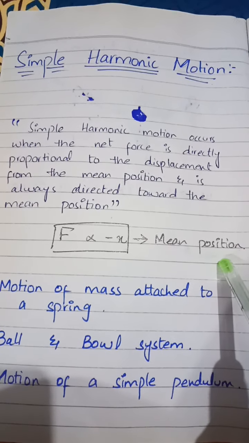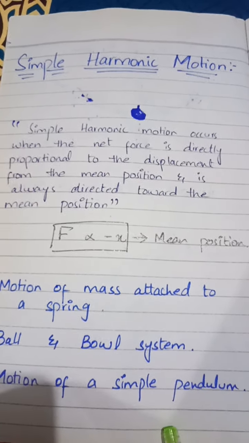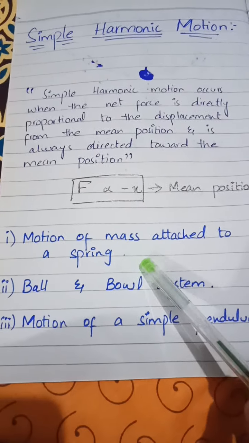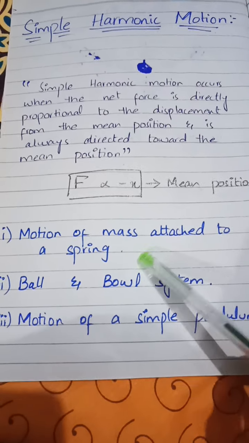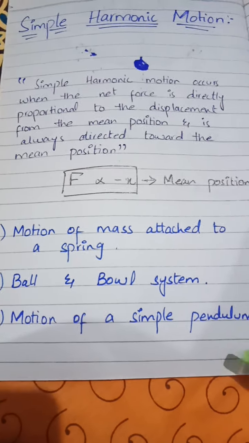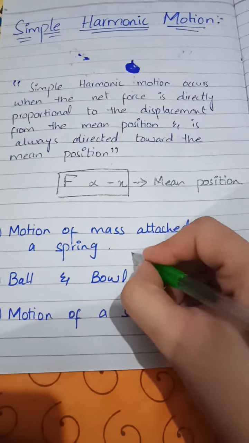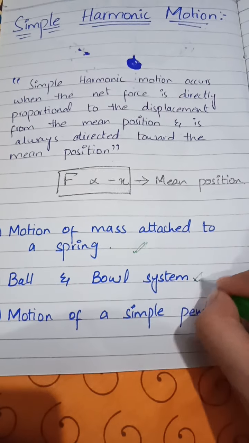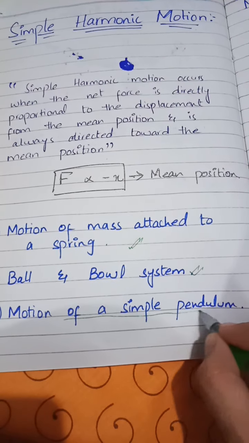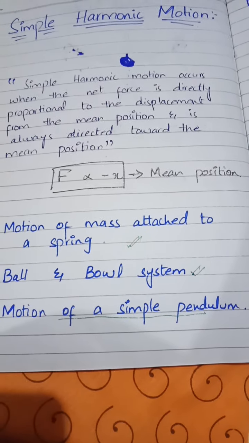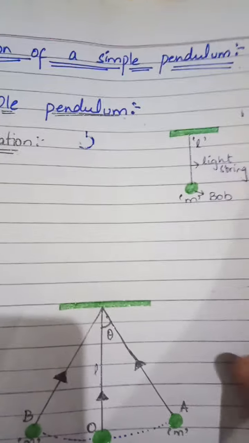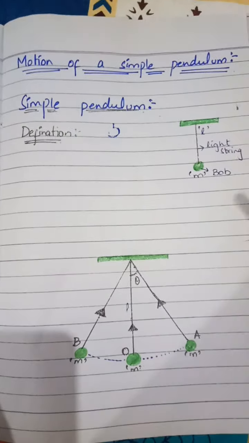Then we have discussed that there are three examples of simple harmonic motion. Number one is motion of mass attached to a spring, then the ball and bowl system, and the third one is motion of simple pendulum. We have discussed these two examples. Now today we are going to discuss motion of simple pendulum. Before that, let's discuss what is a simple pendulum.